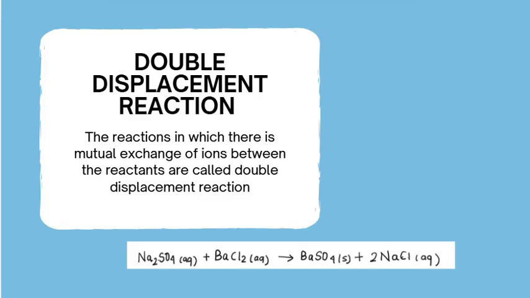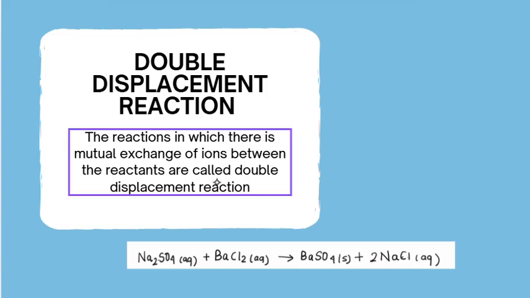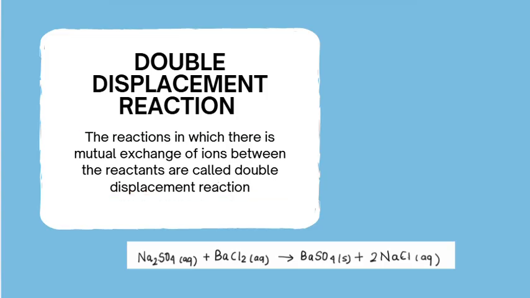Double displacement reaction. The reaction in which there is a mutual exchange of ions between the reactants is known as a double displacement reaction. Here ions are involved. An example is Na2SO4, which is in aqueous form, plus BaCl2, which is again in aqueous form, will give us BaSO4, which is a solid, plus 2NaCl, which is in aqueous form.